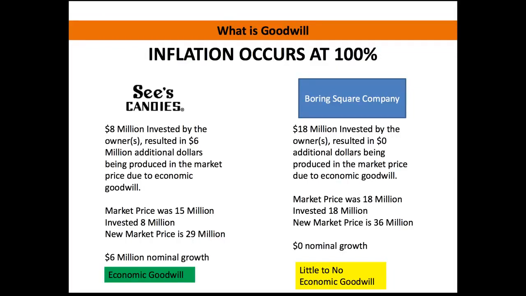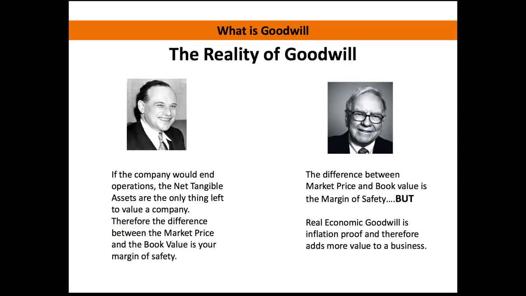So when you compare these two, when we look at the nominal growth that occurred between See's Candy and Boring Square Company, See's made an additional $6 million during that inflationary period, where Boring Square Company made zero nominal growth during that time frame. A lot of that is very confusing. It can be very difficult to understand, especially when you're dealing with assets that aren't even something that you can put your hands on. But this is where we're getting into security analysis.